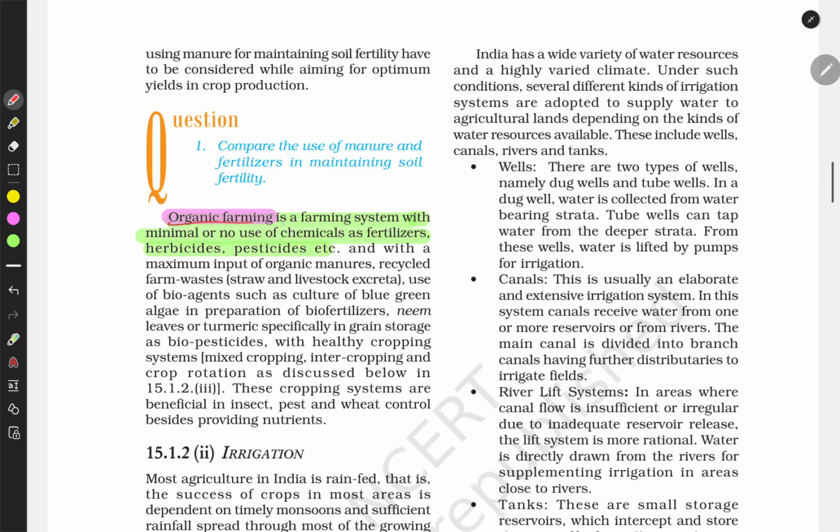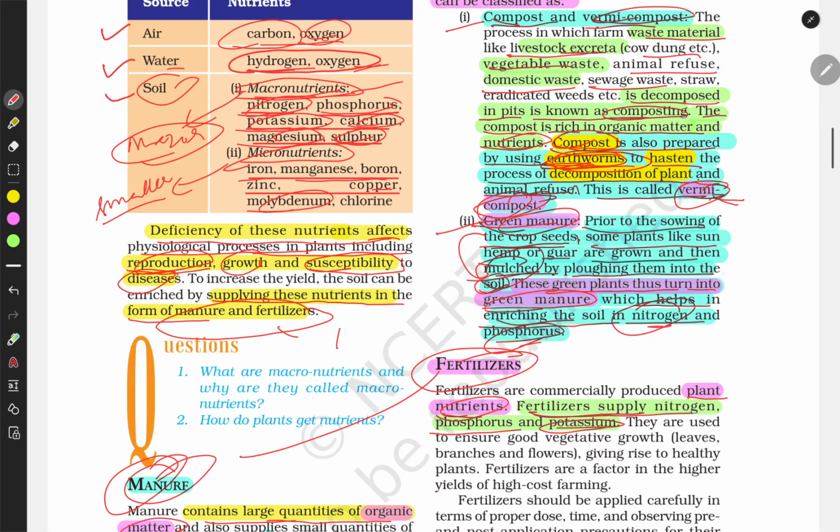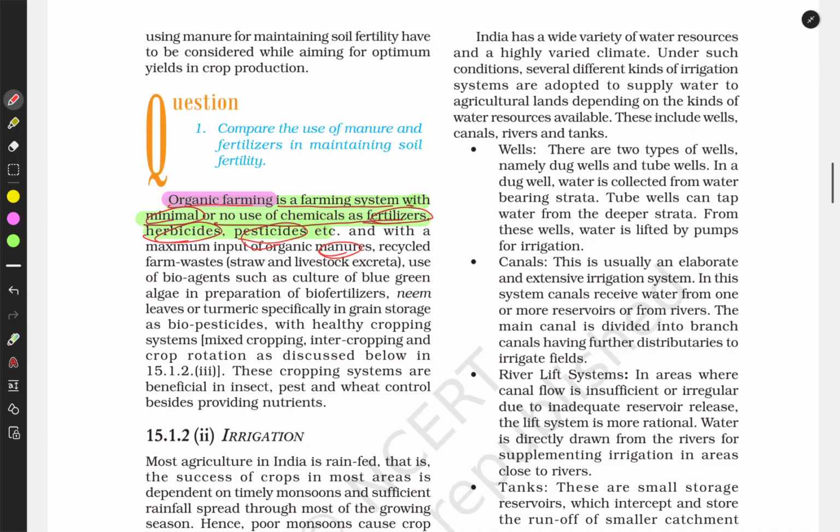What is organic farming? It is a farming system with minimal or no use of chemical fertilizers, herbicides and pesticides. They use only organic things, like animal waste, manure, green manure or compost, to improve the soil quality, with no use of fertilizers and chemicals. This practice of farming is called organic farming.